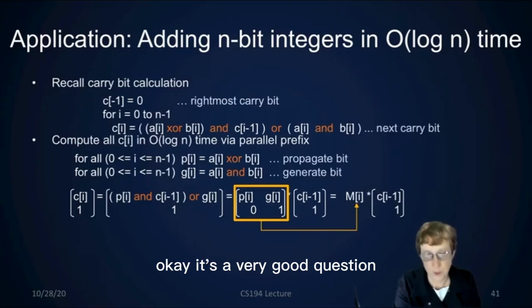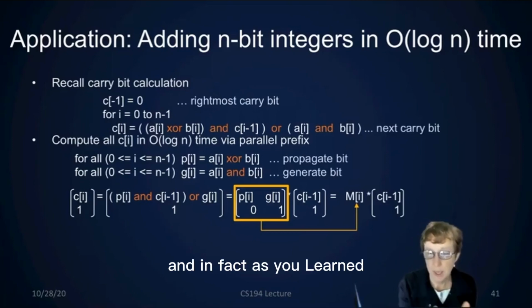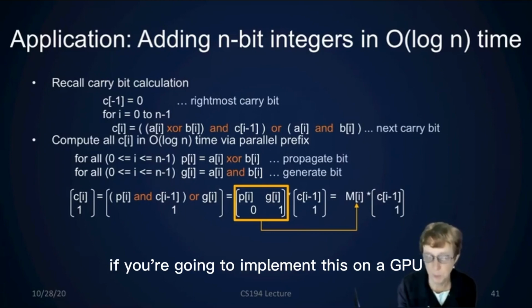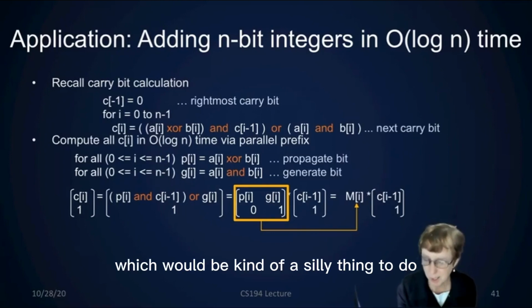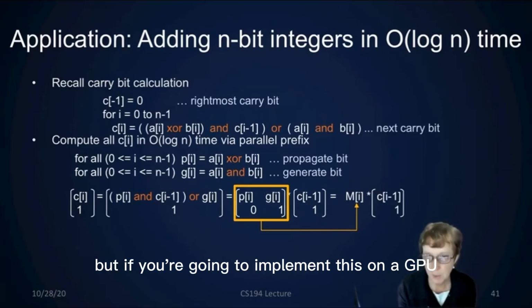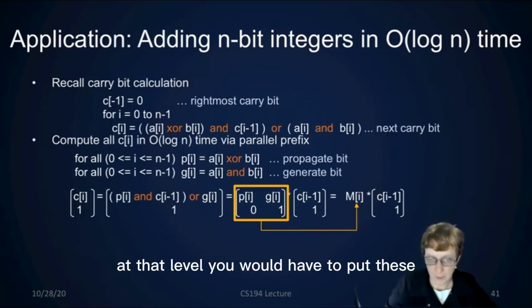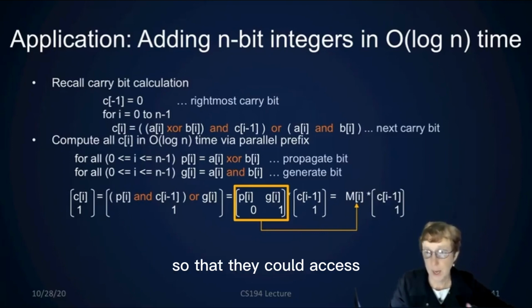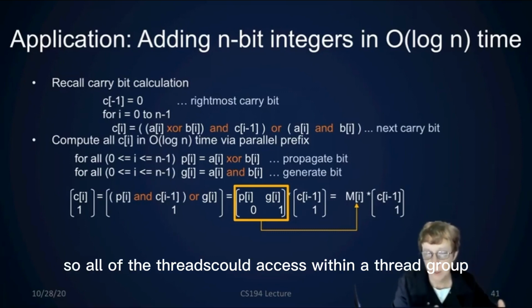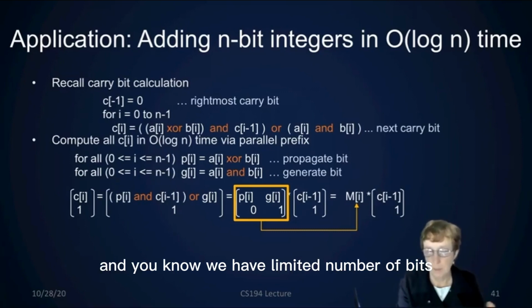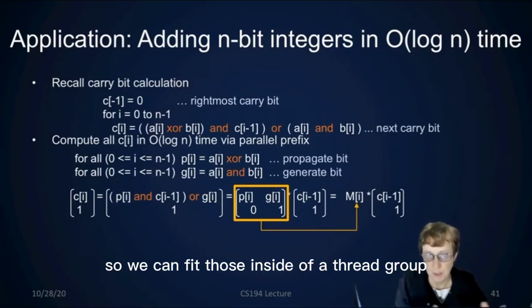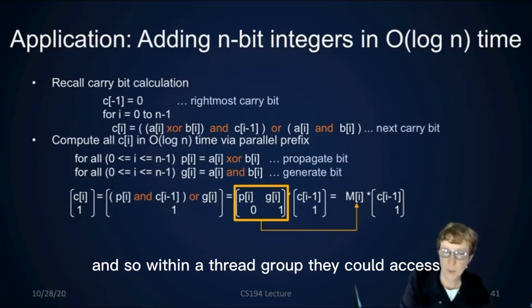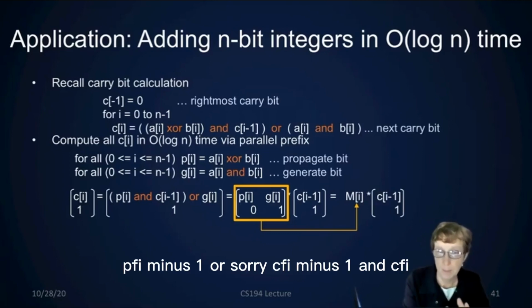Okay, it's a very good question. In fact, as you learned, if you were going to implement this on a GPU, which would be kind of a silly thing to do because we're talking about bits here, you would have to put these arrays inside of shared memory so that all of the threads could access them within a thread group. We have a limited number of bits in our integers, so we can fit those inside of a thread group. And so within a thread group, they could access C of I minus one and C of I.